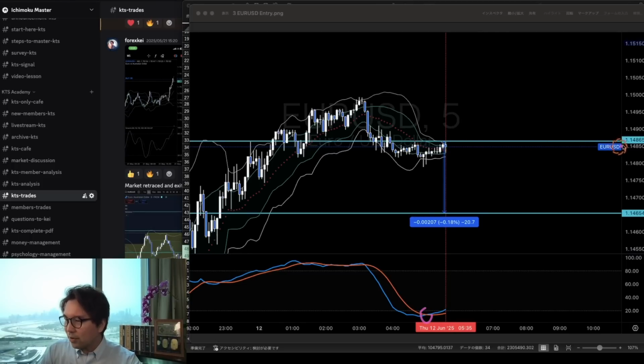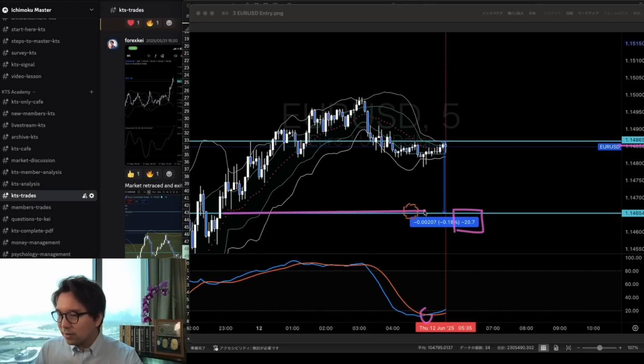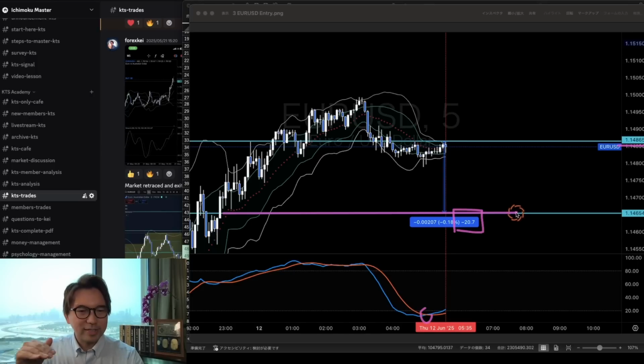I took the buy on 1.14865, and I took a stop loss of 21 pips. 20.7 pips was my stop loss down. I set the stop loss by finding this pin bar. So I found the support level here is quite strong. So that's why, reasonably, I placed the stop loss down here and entered the buy.